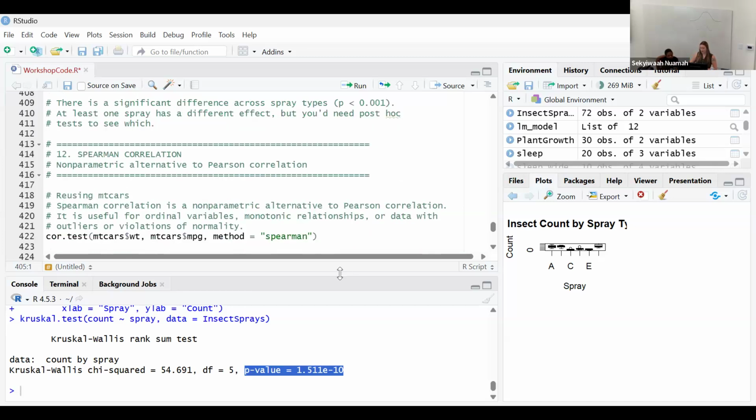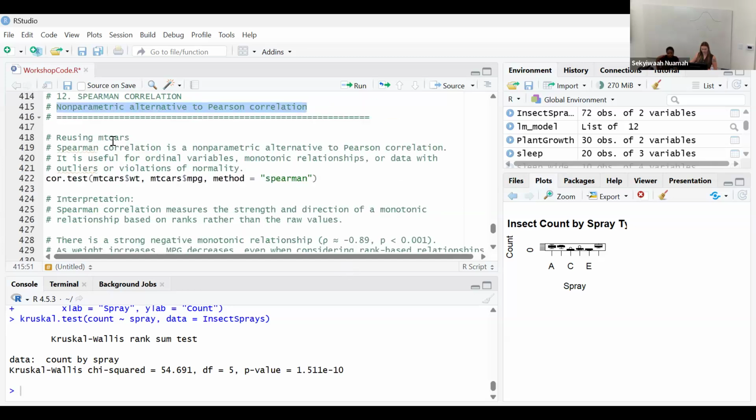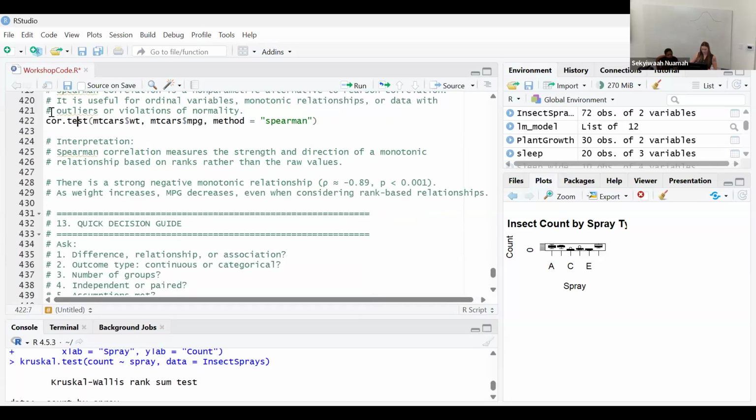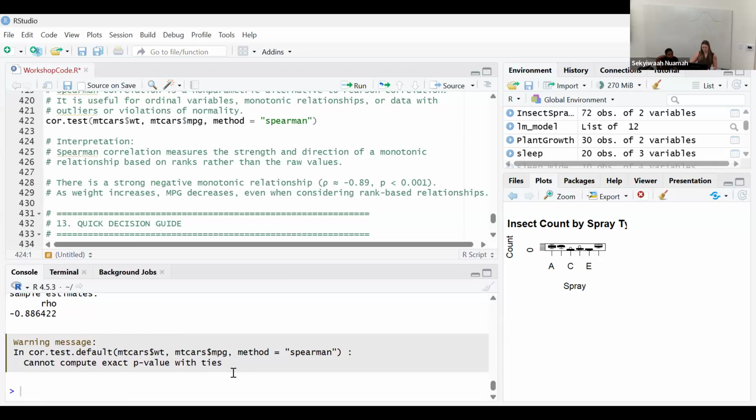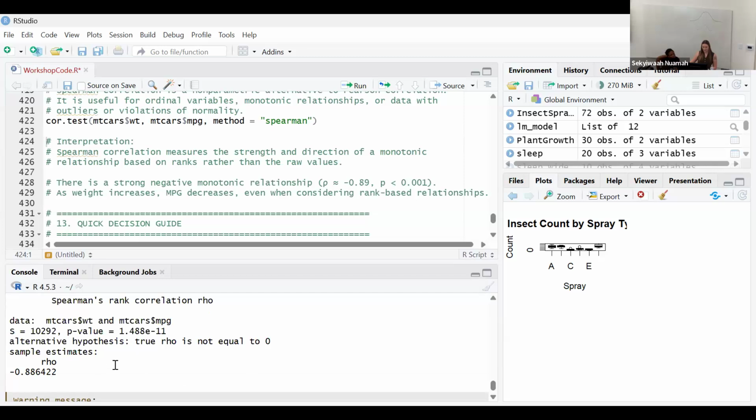Okay, final test. We've got our Spearman correlation. It's our non-parametric alternative to the Pearson correlation. So we're going to reuse our mtcars data set again. Let me make this a little bigger, and run our test. So if you got that warning message, don't worry about that. It's just telling us it cannot compute the exact p-value. That's not a big problem as far as I know.